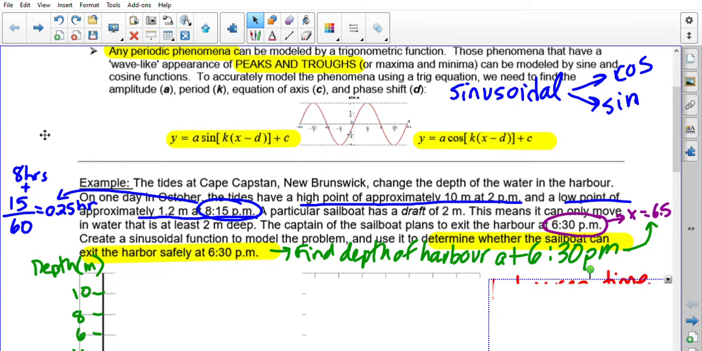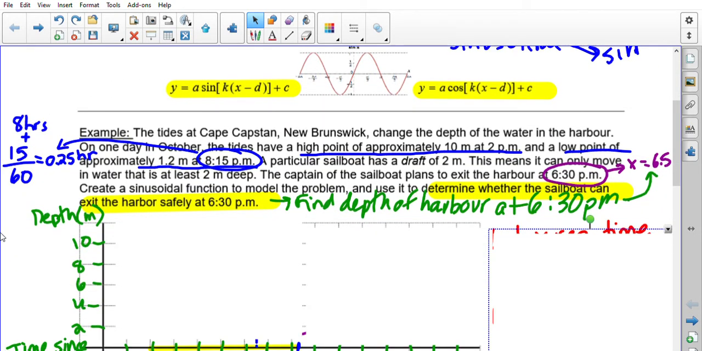All right, so let's start with this example here. It says the tides in New Brunswick change the depth of the water in the harbor. On one day in October, the tides have a high point of approximately 10 meters at 2 p.m. and a low point of approximately 1.2 meters at 8:15 p.m. So those are two key pieces of information. We've been given our max and min.